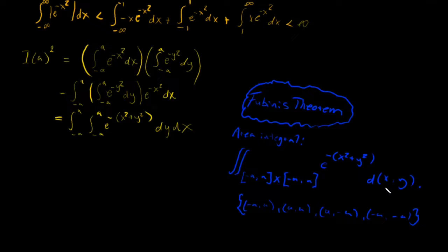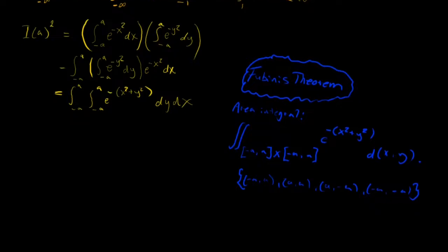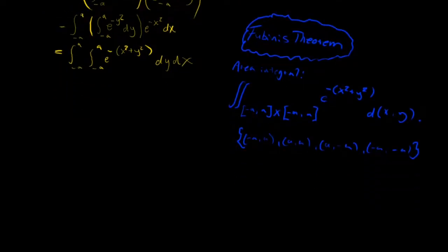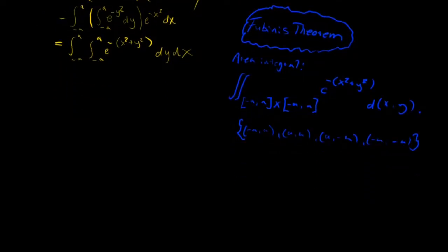And since the exponential function is greater than 0 for all real numbers, it then follows that the integral taken over the square's incircle must be less than I of a squared. And similarly, the integral taken over the square's circumcircle must be greater than I of a squared. And the integral over the two disks can easily be computed by switching from Cartesian coordinates to polar coordinates.